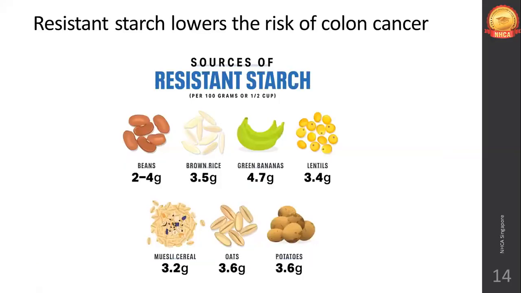Resistant starches as well. There is a correlation between high intake of resistant starch and a lower risk of colorectal cancer. Specifically, if colon cancer runs in your family, invest more in eating resistant starch-based food like beans, brown rice, green bananas, more lentils, dal, muesli, oats, potatoes in your diet. So these are resistant starches, a good source of fiber.